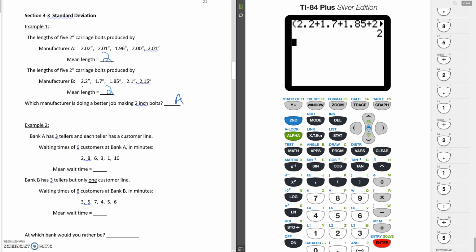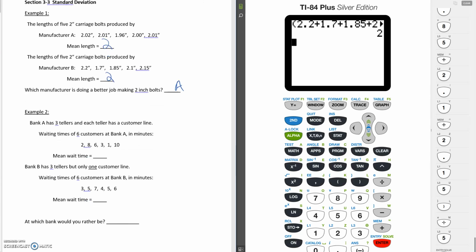Manufacturer B, even though they average out to the exact same thing, this one, 2.2, that's 0.20. So that's 5 times as off as the one that was furthest off up here. So even though the average is the same, how they vary is not the same. Okay, so let's look at another example here.